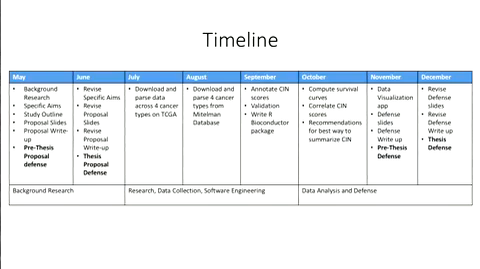And so this is my timeline for my thesis. So this summer, I'll be mostly working on research, data collection, and then the software engineering of our Bioconductor package. So this will involve downloading and parsing the data across the 4 cancer types that I mentioned, and then also downloading, parsing the Mitelman database, and then annotating the CIN scores, and then validation, and then wrapping that up into an R package.